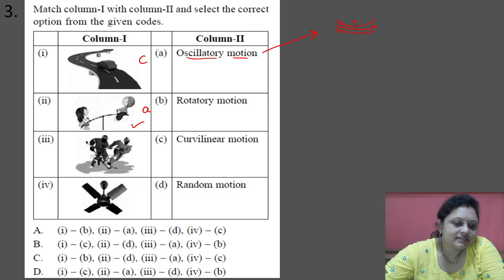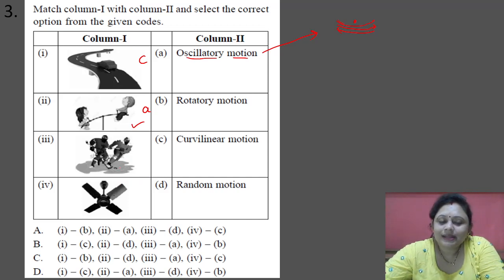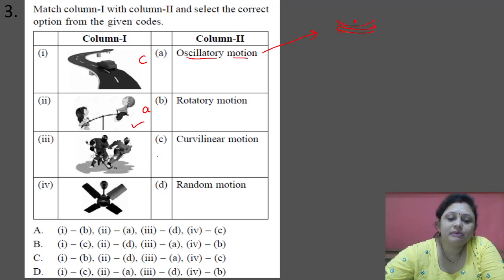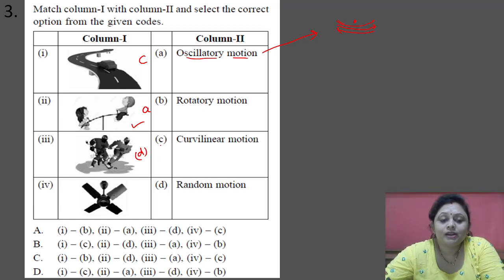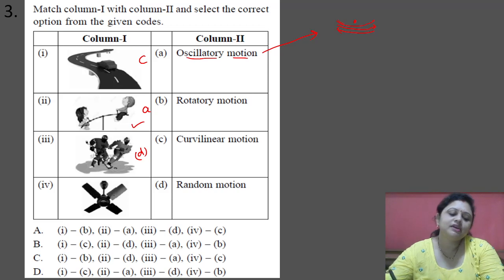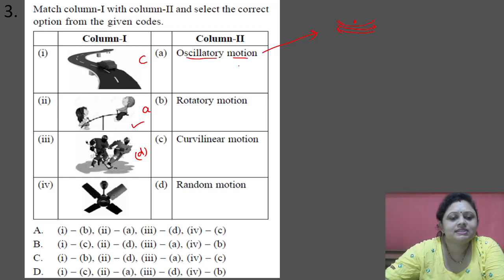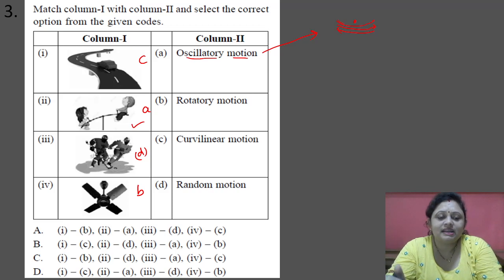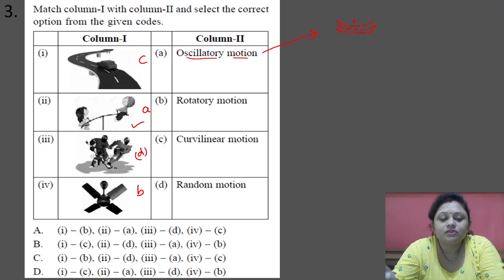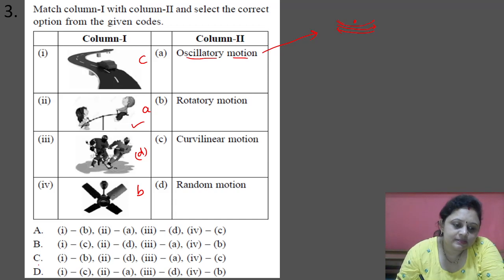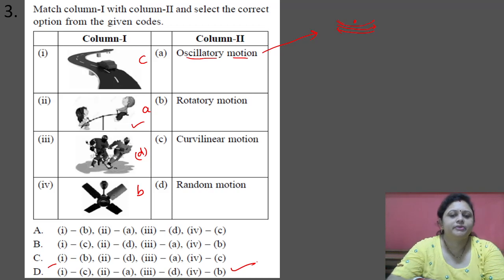Next one, you can see they are playing. What type of motion will it be? It is a random motion because there is no specific path. So here we can write D. The next one is the movement of the blades of the fan. Here the body rotates about its own axis, so it is the rotatory motion. So we can write B. So what is the correct option? That is 1C, 2A, 3D, 4B, and it is present in option D. So option D is the correct option.